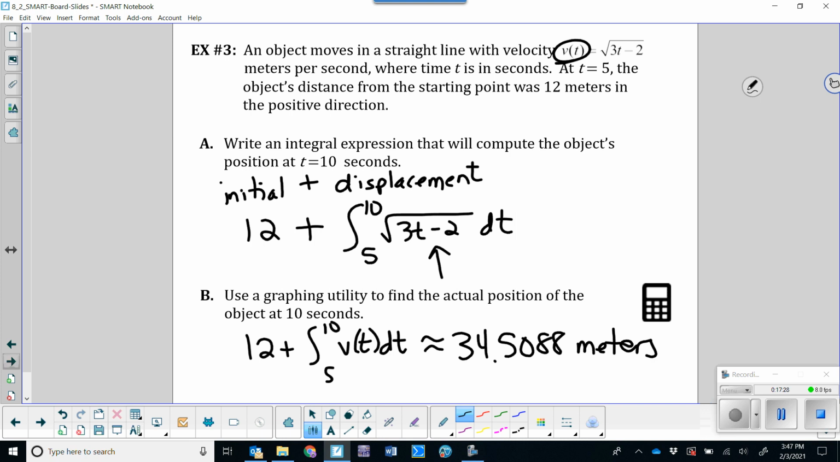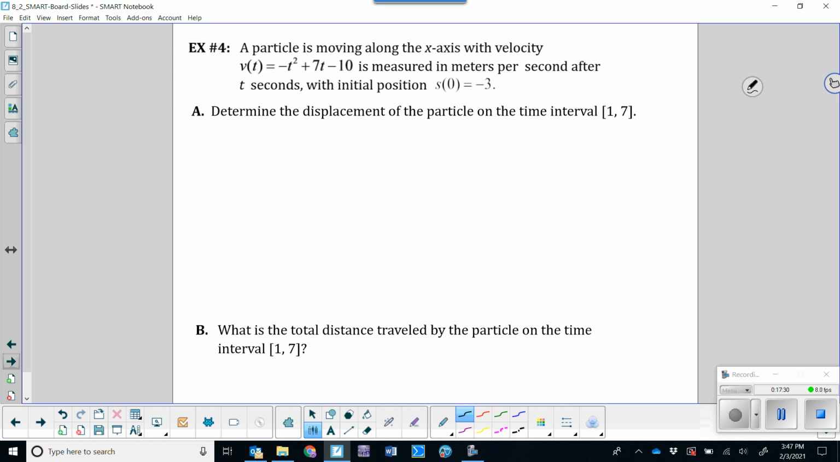Okay? All right. Example 4, particles moving along the x-axis. Again, I have a velocity equation measured in meters per second. Initial position, s of 0 equals -3. I don't want to forget that. Determine the displacement of the particle on the time interval from 1 to 7. So displacement would be the integral from 1 to 7 of v of t dt.